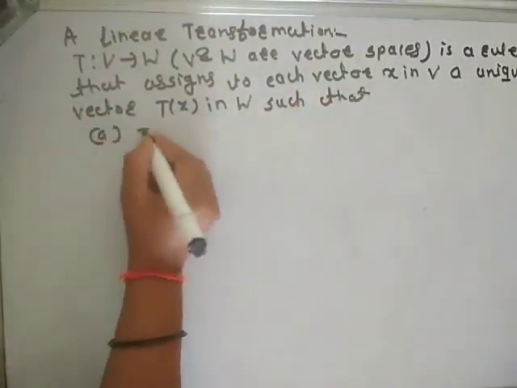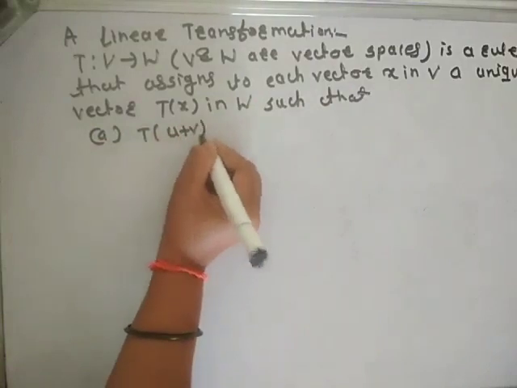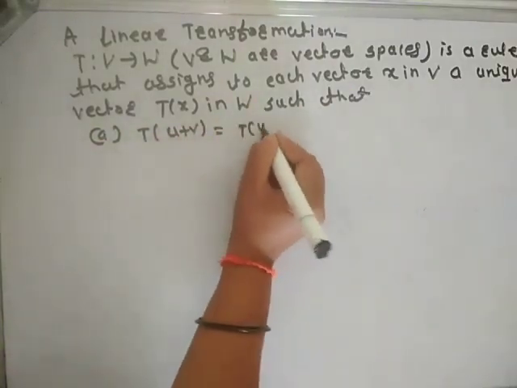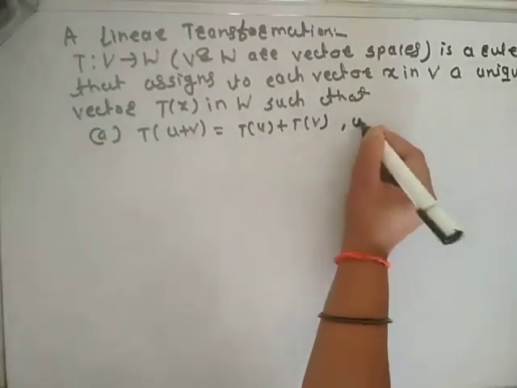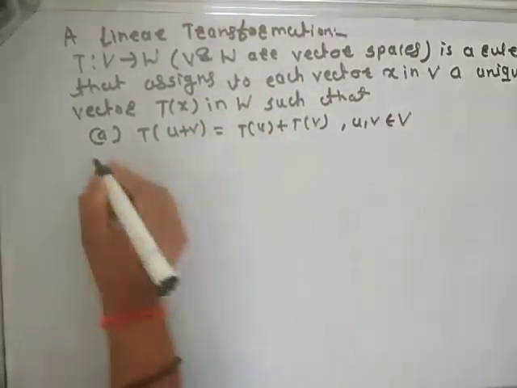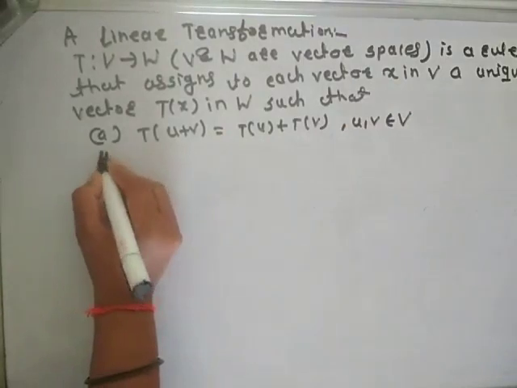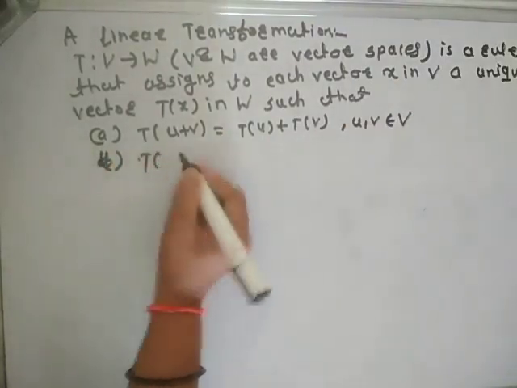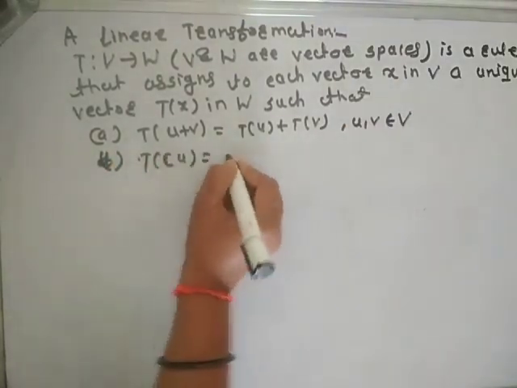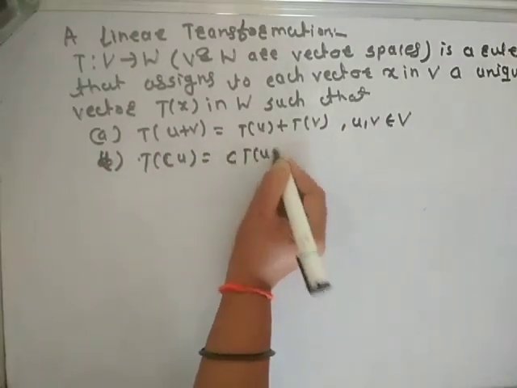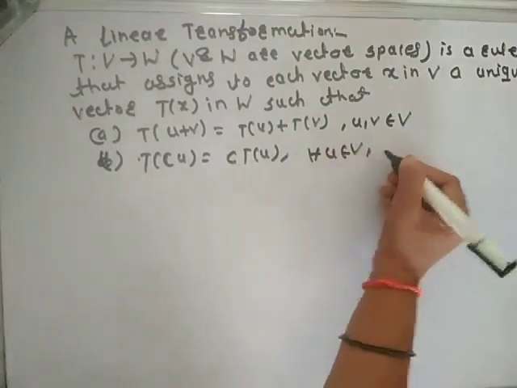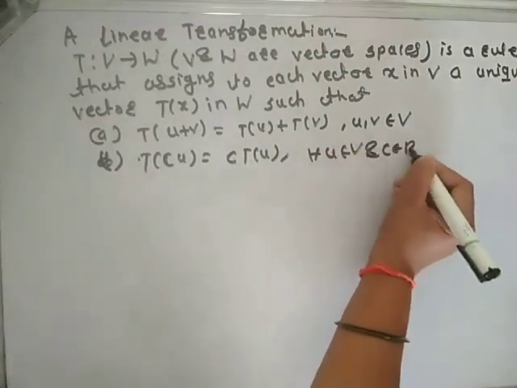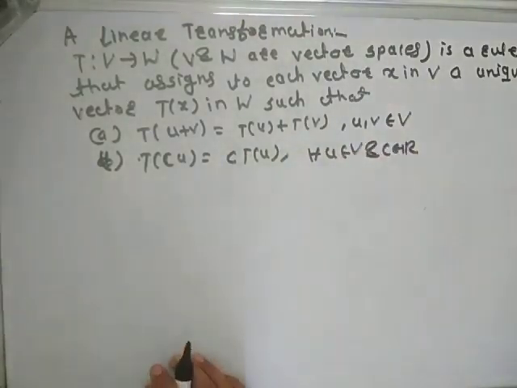first, T of u plus v is equal to T of u plus T of v, for u, v belonging to V. And second, T of c times u is equal to c times T of u, for all u belonging to V and c belonging to R.